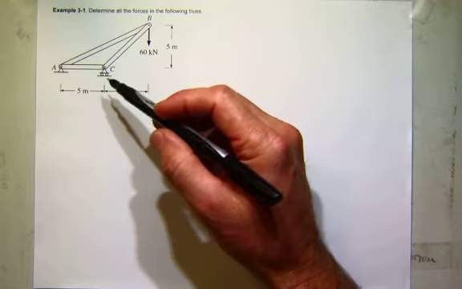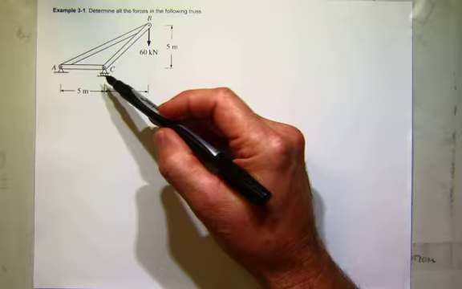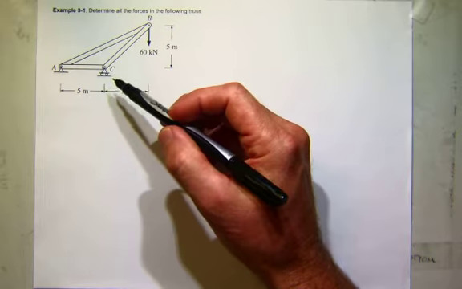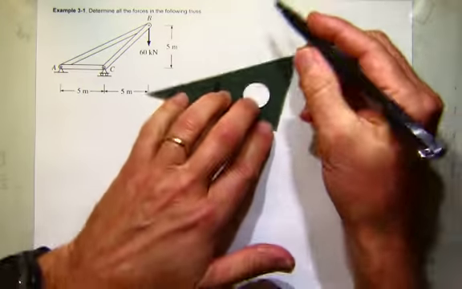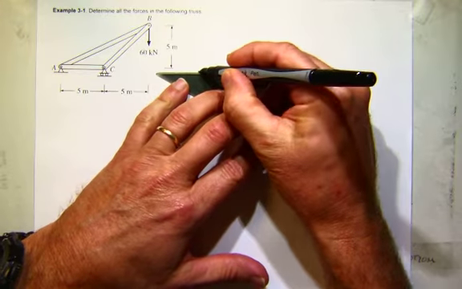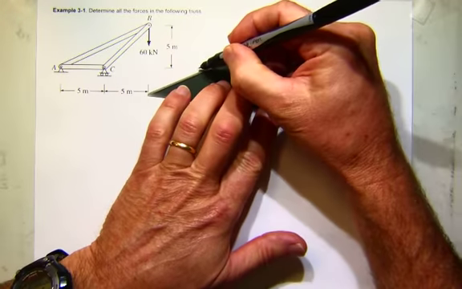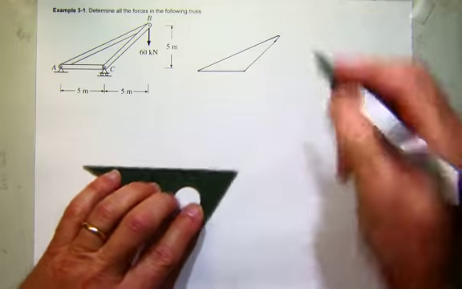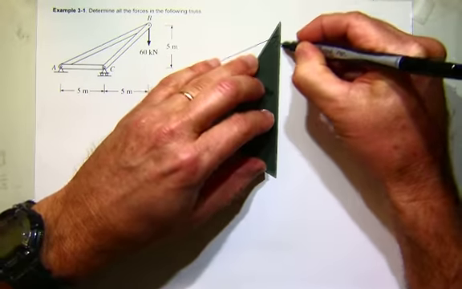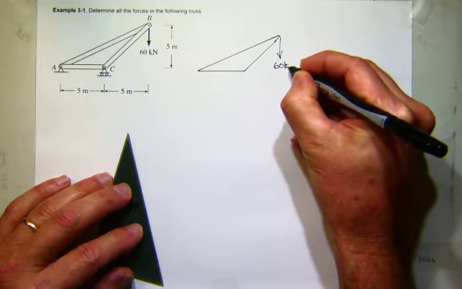So I think the best way to work this problem would be to find the reactions first. That's usually a pretty good first step. So I'm going to do that first. I'm going to sketch a free body diagram of the structure. And we're going to have an applied force of 60 kilonewtons.